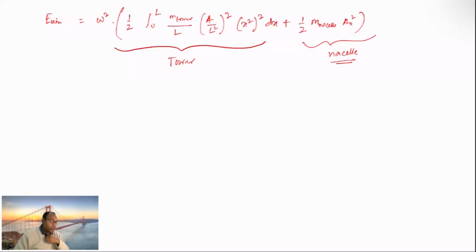Welcome back. So we'll continue our discussion on this eigenmode analysis of tower and nacelle in combination. So we have started with the static beam equation. Then now we are moving to the dynamic beam equation, where we can estimate the kinetic energy. This is where we stopped last time, where the kinetic energy expression would contain the component from the tower and then the component from the nacelle.